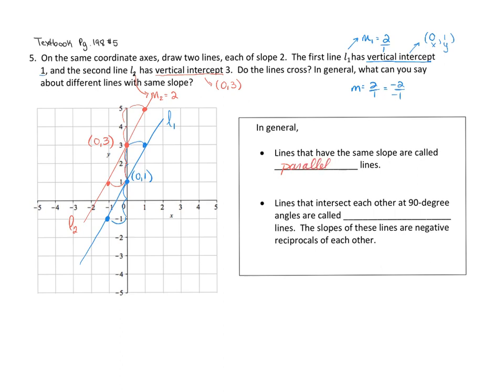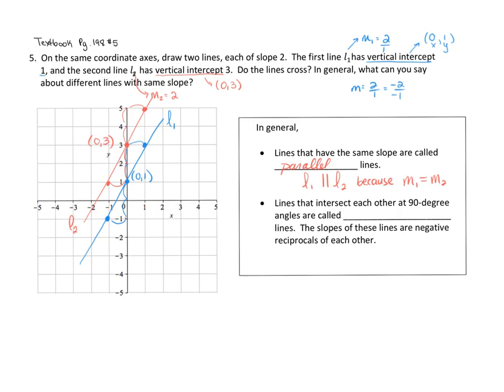And the notation that you can use for parallel lines is we can say that L1 is parallel to L2, with the parallel symbol. And we can say that L1 is parallel to L2 because the slope of line 1 is equal to the slope of line 2.